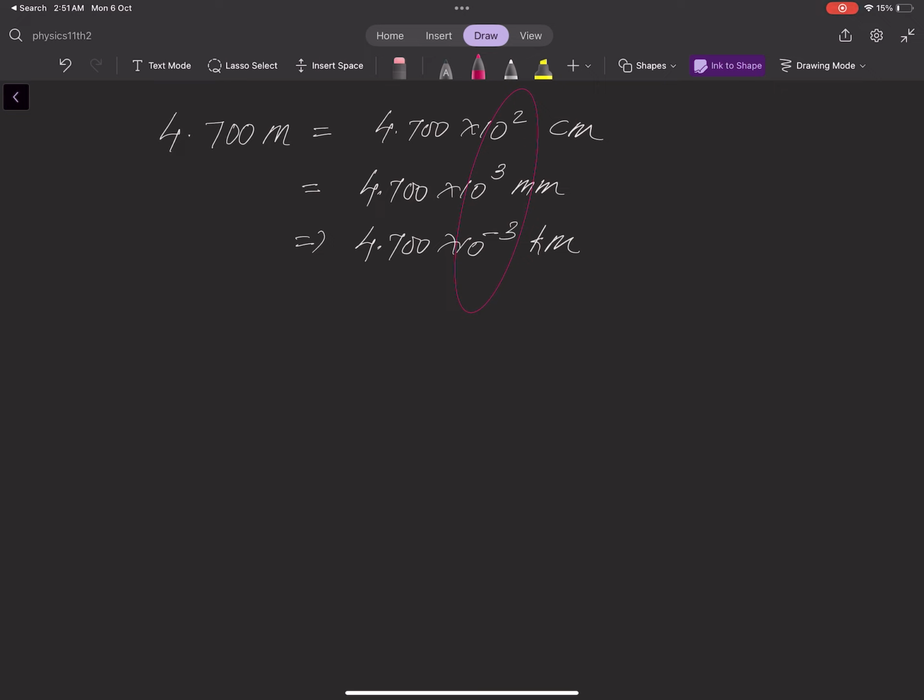However, all the zeros appearing in the base number in the scientific notation count, so there are four significant figures, right? There are four significant figures. So in scientific notation, no confusion arises. There is no confusion in determining the significant figures.